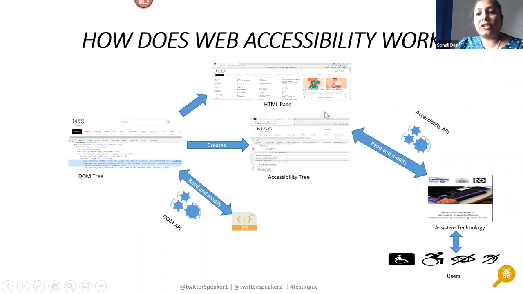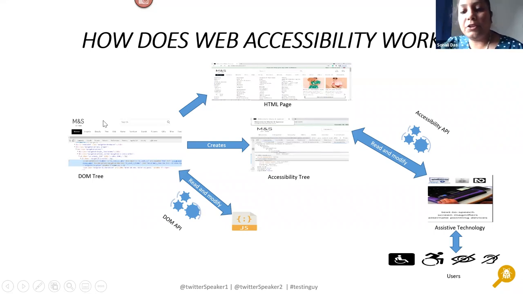then there is something called the accessibility API, which reads that accessibility tree, and the assistive technology uses this accessibility API to read any kind of accessibility tree, and accordingly it will help the user interact with the website.